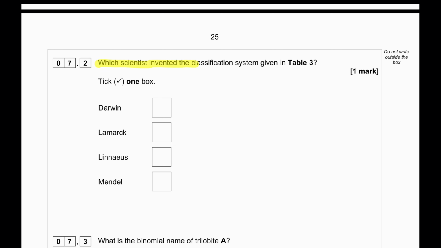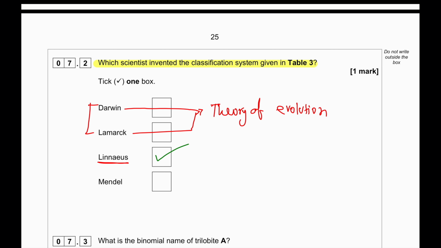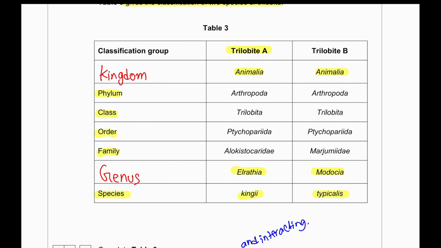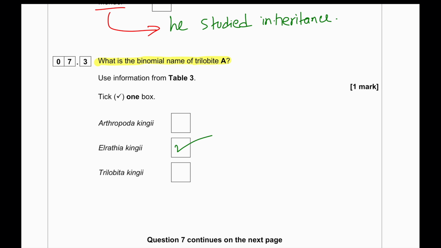Which scientist invented the classification system in table 3? For the classification system, we will always go for Linnaeus. Linnaeus did the classification of living organisms. Darwin and Lamarck talked about the theory of evolution, and Mendel studied inheritance. What is the binomial name of trilobite A? The binomial name will be Elratia kingi.